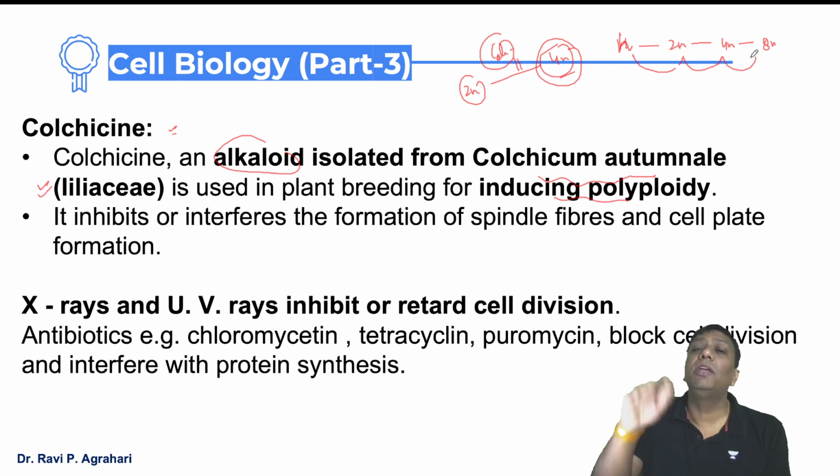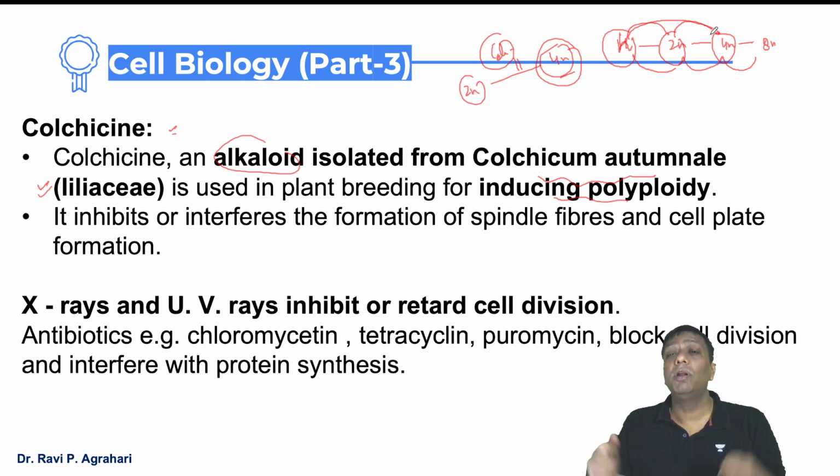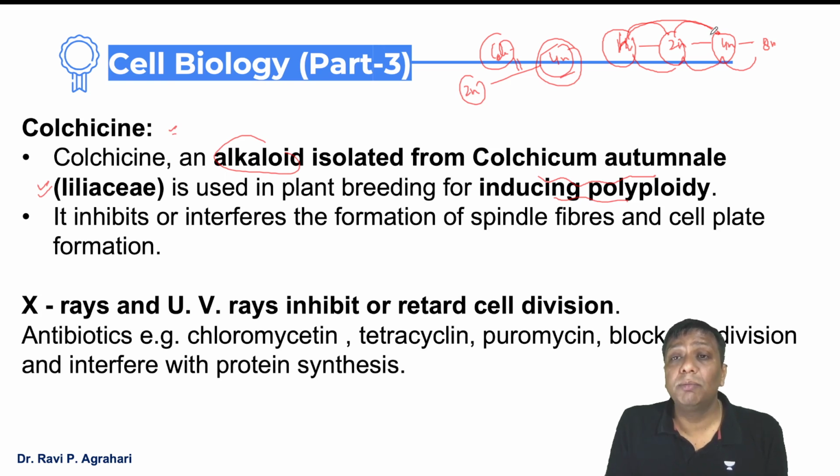Polyploidy is multiploidy: you increase the chromosome number, and whatever the characteristics are in n, in the case of 2n the character is double. In the case of 4n, the character will be double that of 2n and four times that of n. So ultimately, sir, you are saying the organism size will become more and more? Yeah, because the number of chromosomes is more, the characteristics of the organism are more.